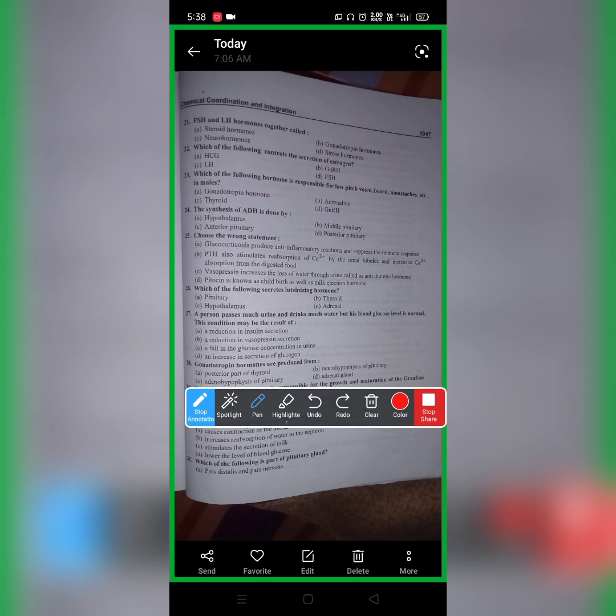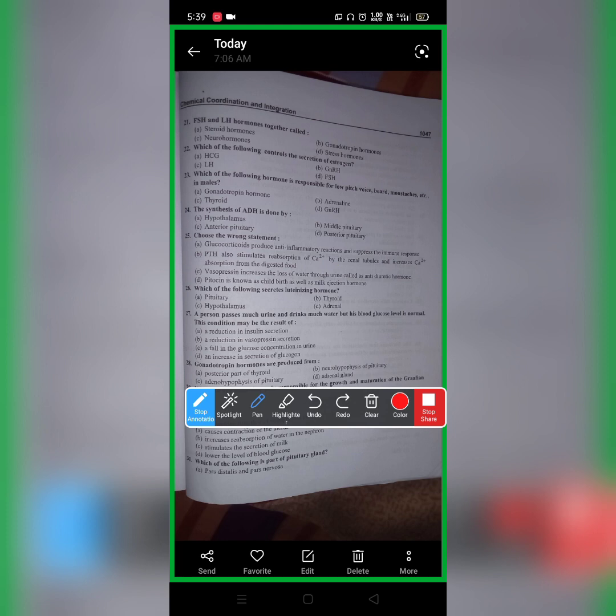Choose the wrong statement. Option 1: the glucocorticoid produces anti-inflammatory reaction and suppresses the immune response. Yes, this is correct, which we will be learning in the upcoming classes. The glucocorticoid, also called cortisol, is secreted by the adrenal cortex. And PTH, the parathyroid hormone, stimulates the reabsorption of calcium in the renal tubule and increases the calcium level. Yes, this is also correct, which we will be learning in the upcoming classes.